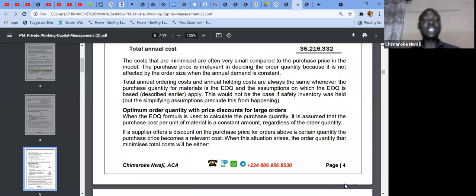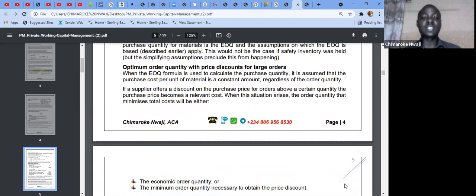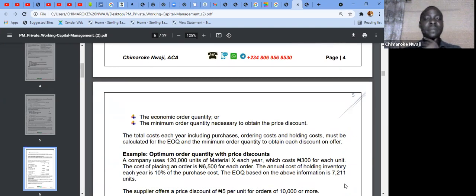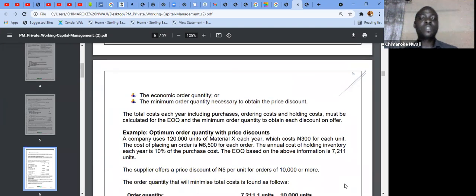7,500. So you see that they are trying to be economical. So now, what if, as I gave the illustration here, the purchase price reduces because of bulk discount? Now, purchase price becomes relevant. So what do we do? It's either we maintain our economic order quantity, or we try to see what would happen when we get a price discount. And so we decide which one we should use.